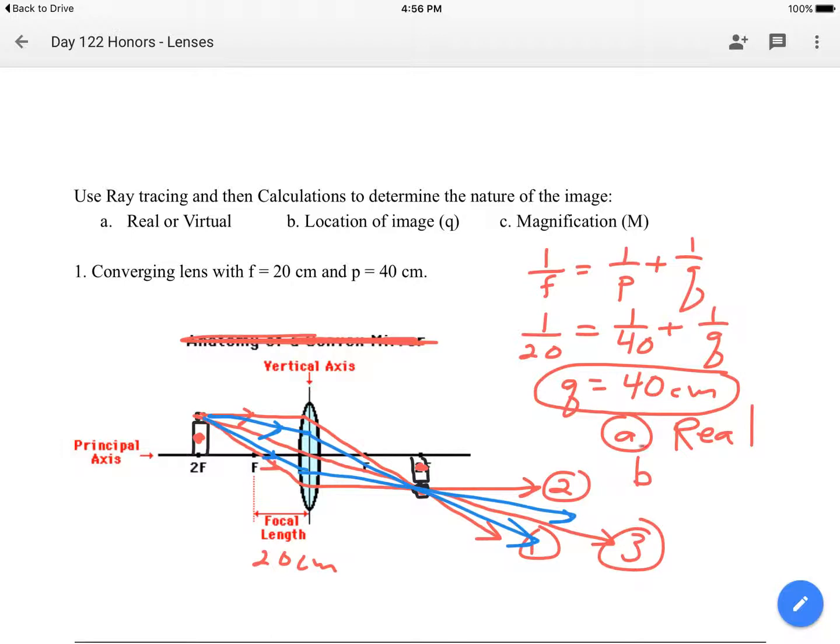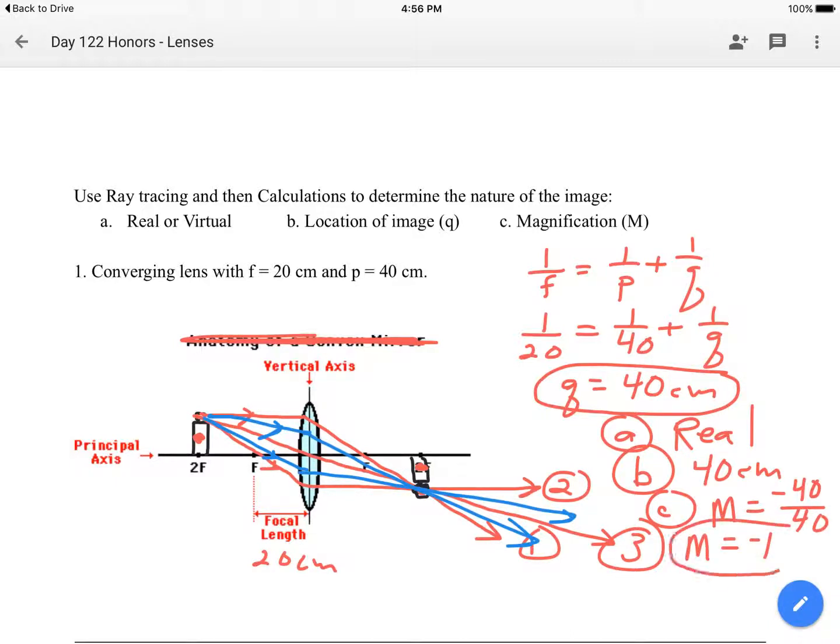Part B, well, the location is 40 centimeters. That's what q is. We just have that circled up above there. And part C, what's the magnification here? Well, magnification, to compute that, is negative q over p. So it's negative 40 over 40. So M is negative 1. The negative means it's flipped, and the 1 means it's the same size as the object. Turns out that if you have an object at twice the focal length, the image always comes out as real, and at twice the focal length on the other side with a magnification of 1. So that's one example of how lenses form images by bending light.